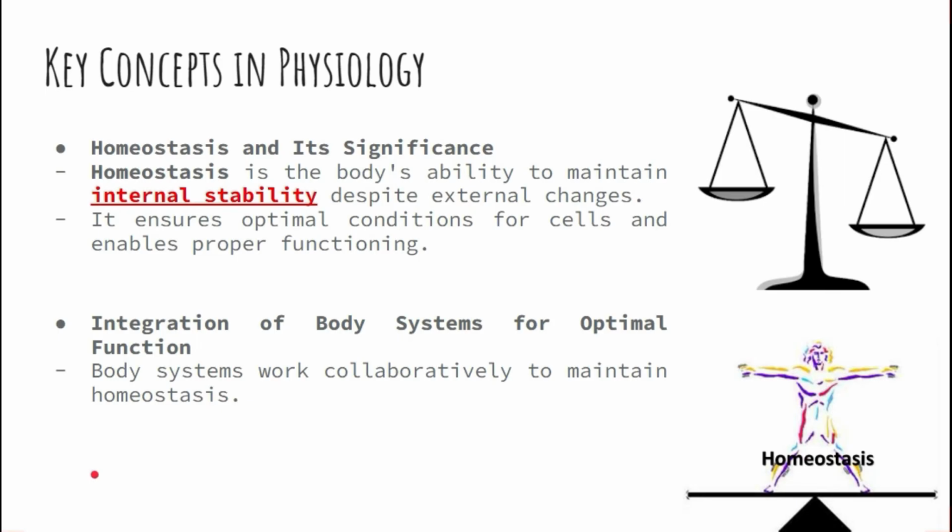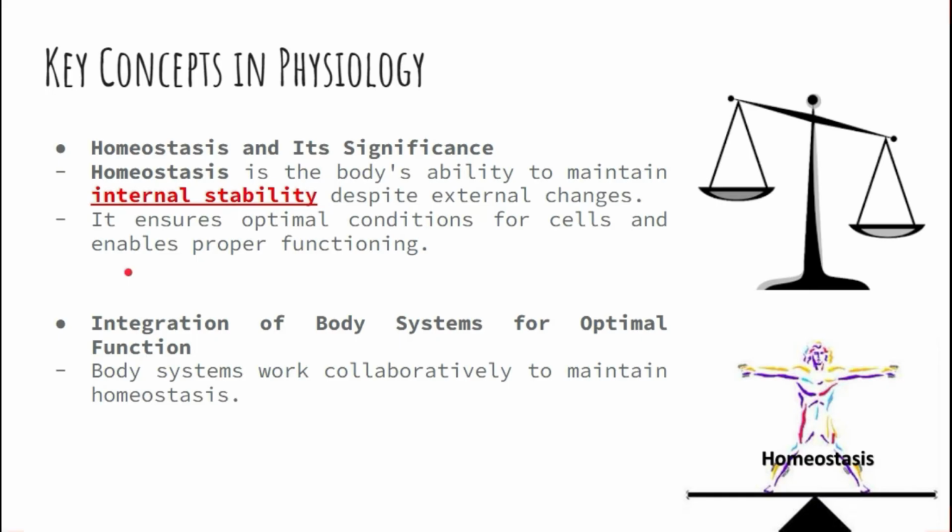Okay, next po natin here, key concepts in physiology. Physiology, again, is the study of the processes and functions of the organ. Under physiology here, we have the key concept known as homeostasis. What is homeostasis? Homeostasis is the body's ability to maintain internal stability despite external changes. It ensures optimal conditions for cells and enables proper functioning. So, in a way, ang homeostasis, we can refer to it as an internal balance.